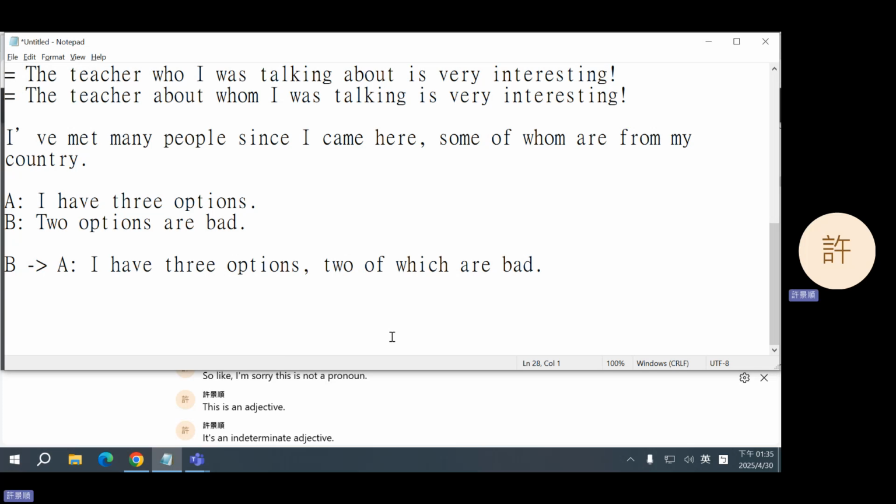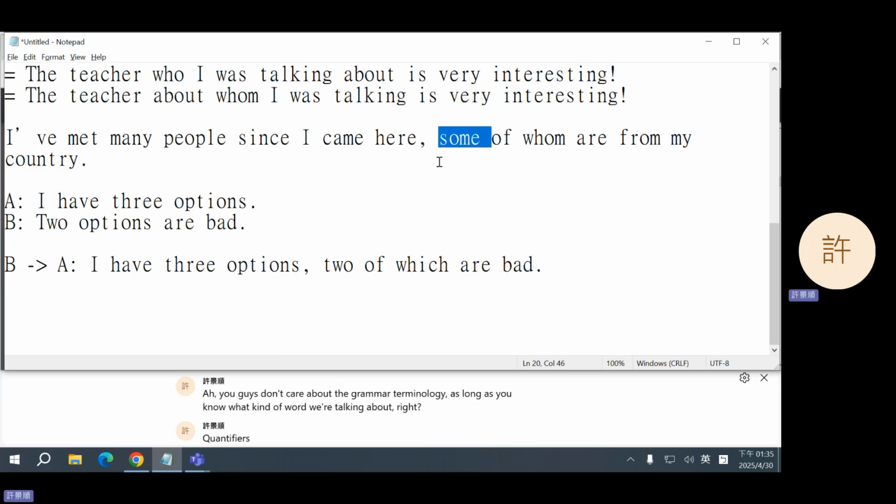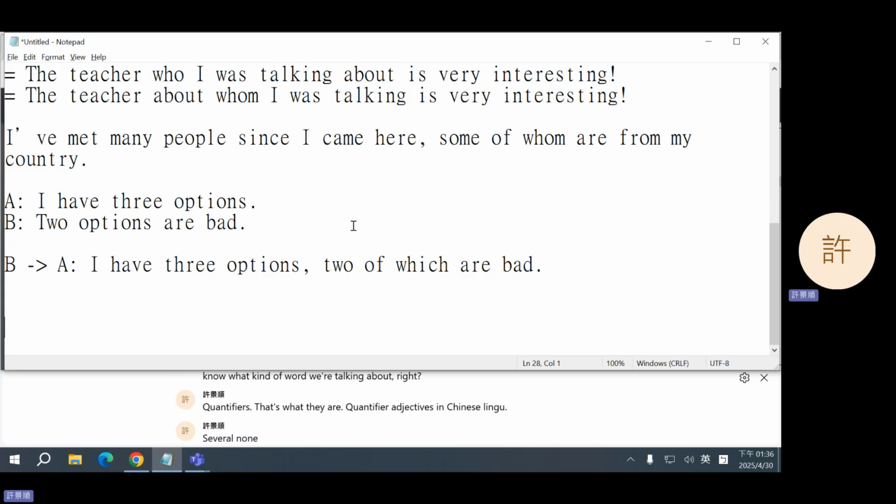There must be a word for this. You guys don't care about the grammar terminology, as long as you know what kind of word we're talking about, right? Quantifiers. That's what they are. Quantifier adjectives. In Chinese, 量词, right? Many, some, few, several, none, any, these kinds of words. Two is also a quantifier. So in this case, you have to move it along with the "of". Sorry about that. Do you have questions?